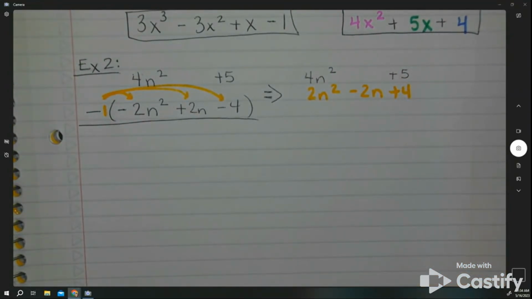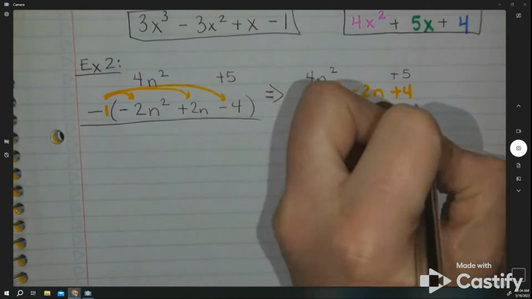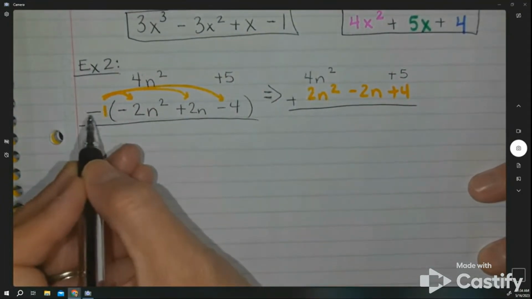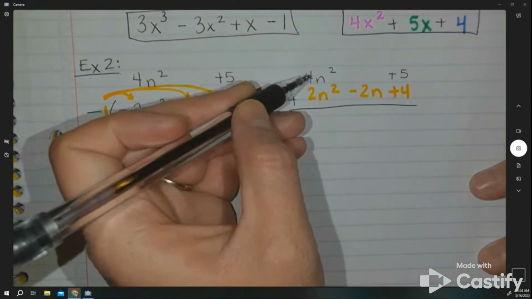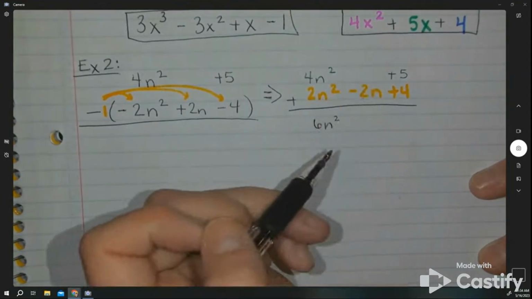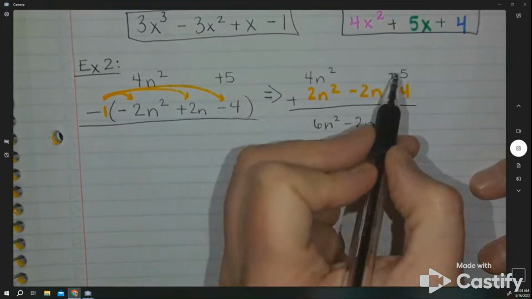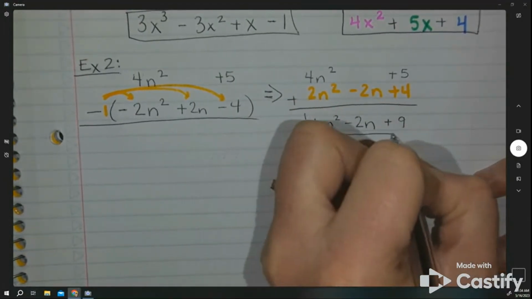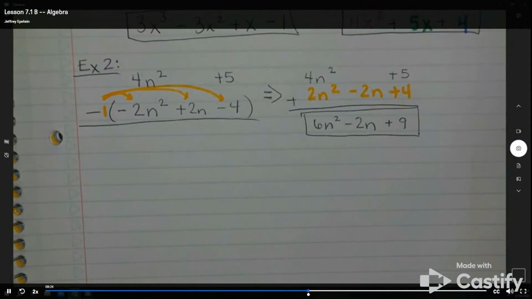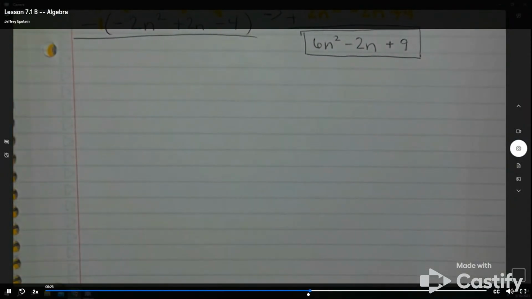Now, since I've distributed that subtraction sign to everything inside those parentheses, that makes this problem as if it is addition, right? Because subtracting a negative is the same as adding a positive. So we've got 4n squared plus 2n squared, which gives us 6n squared. There's nothing to combine with this negative 2n, so we'll just rewrite it as negative 2n. 5 plus 4 gives us 9. So 6n squared minus 2n plus 9 would be our final answer. All right, let's take a look at example 3.